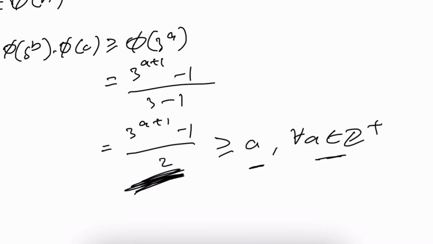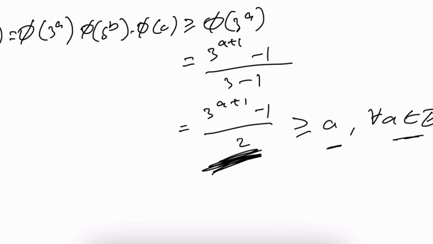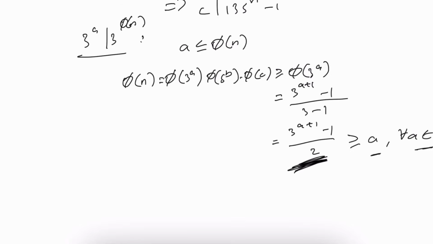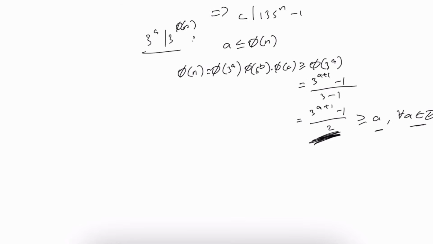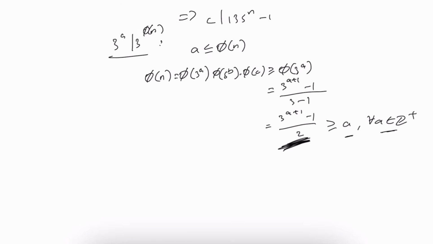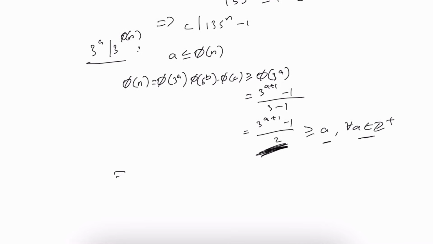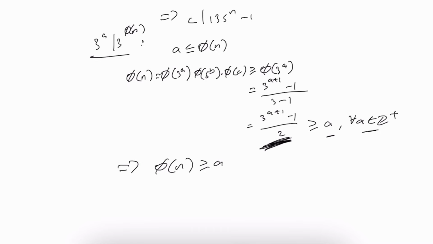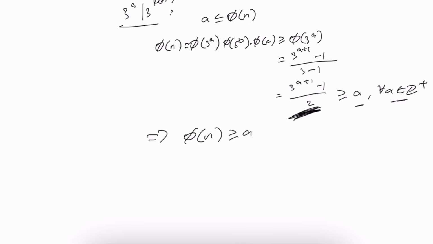Let's say a is equal to 1, 2, 3, and 4. We have the inequality holds. So surely for bigger a, the inequality should still hold. And so similarly, this implies that 5n is less than or equal to a. So we have that 3^a divides 3^(5n).